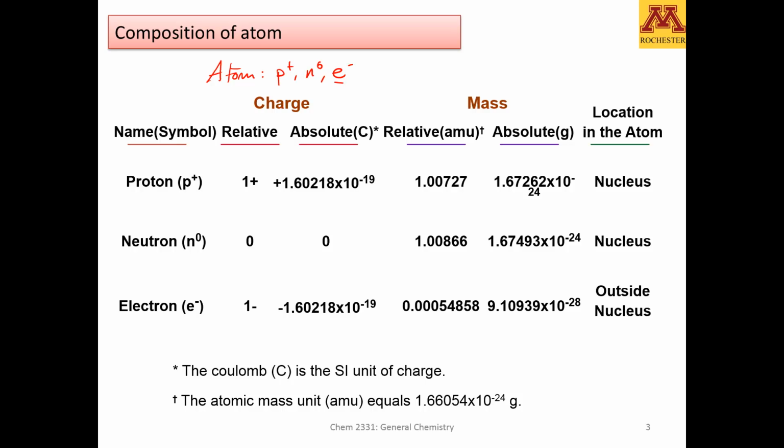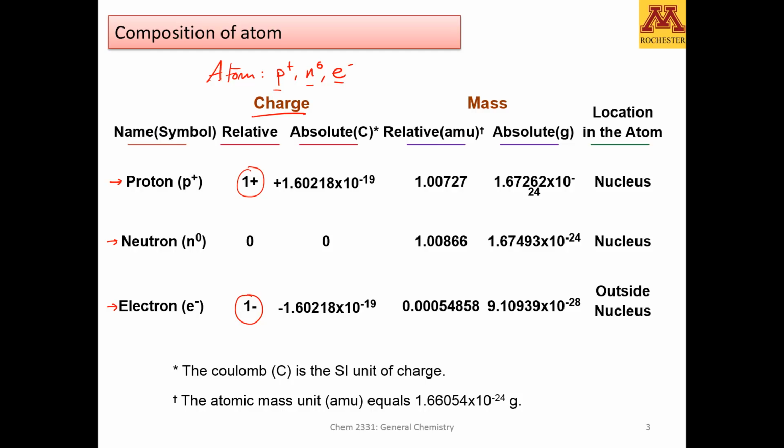And notice that we will be using this notation: protons as P plus, N with 0 for neutrons, E negative for electrons. And you can see each of these entries here. What is it that you need to know about protons, neutrons, and electrons? First of all, the charge. You have to know that protons have a relative positive 1 charge, and an electron has a relative negative 1 charge. Why do I say relative?